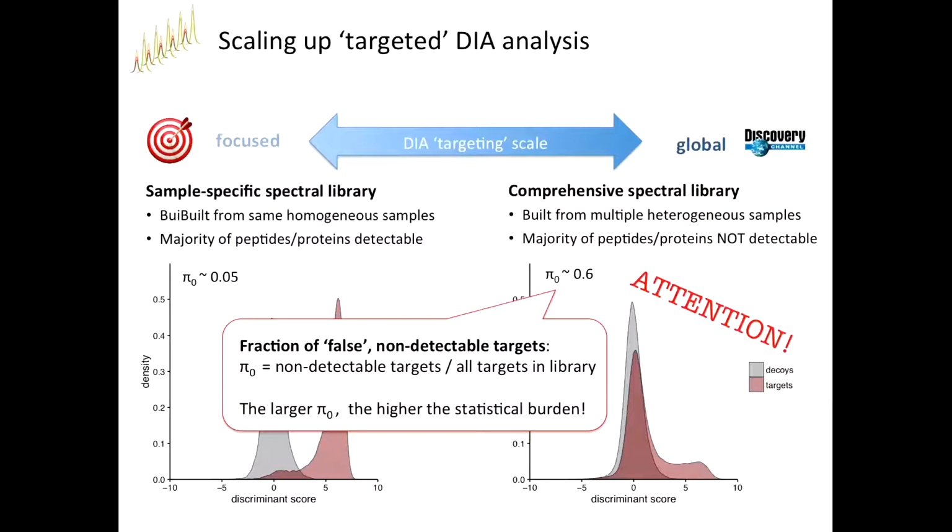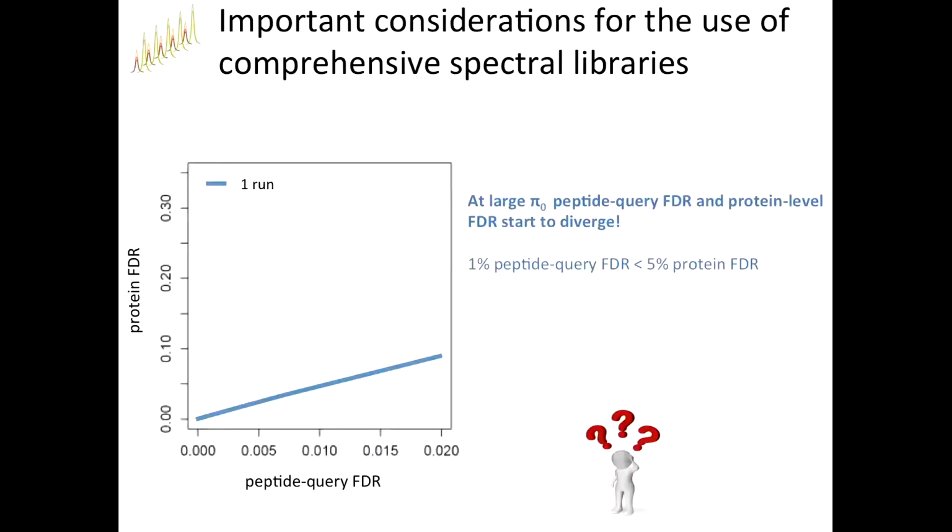And the big thing that you have to keep in mind is that the larger this pi0 is, the higher is your statistical burden. And this has several effects that need to be considered. So one thing is that if you have a large fraction of false targets, then your peptide query FDR and your protein level FDR start to diverge.